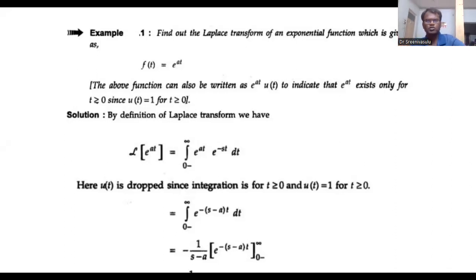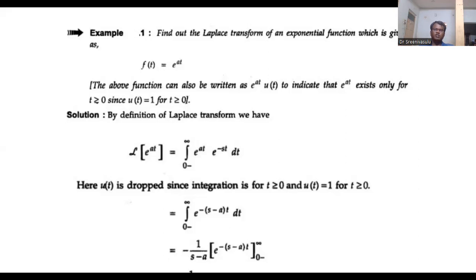In signals and systems, we are going to discuss this video lecture series. Already we discussed what the Laplace transform is, the importance of the Laplace transform, and the properties of the Laplace transform. Today we are going to see some problems on the Laplace transform. First, find the Laplace transform of an exponential function.